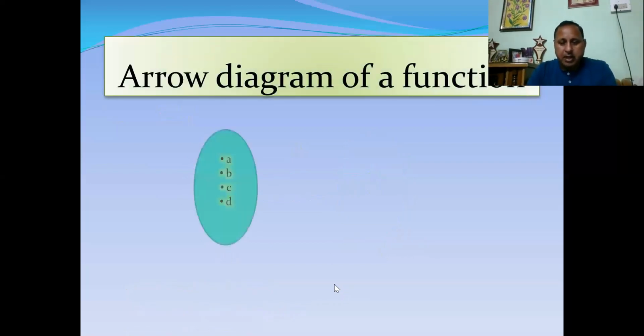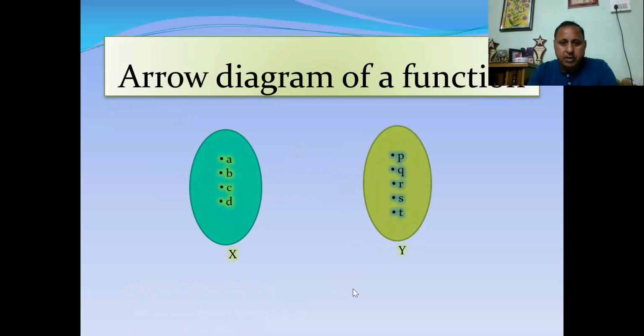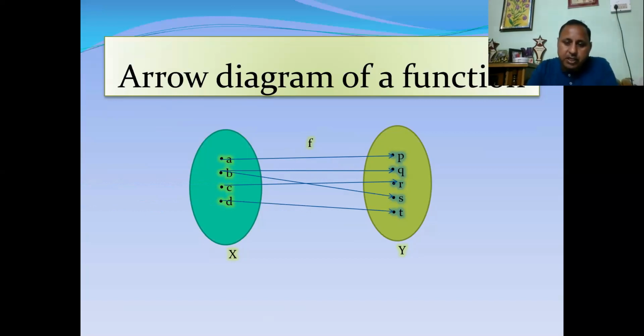Okay, another arrow diagram of function. See here, this is for you people. See the rule. Here are two sets, X and Y. And now observe this rule. See this. A is associated with P, B with Q, C with R, B is with S, C with R, already I have told you. So D with T.